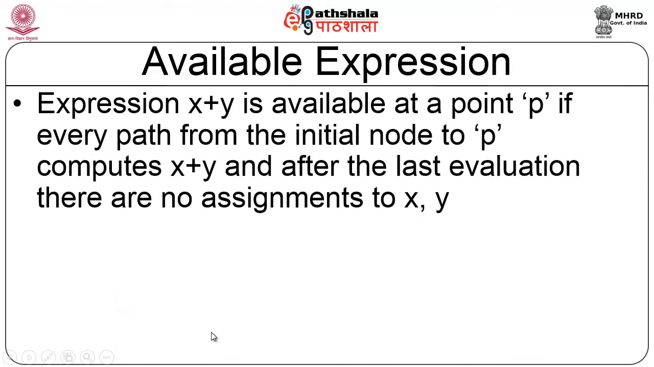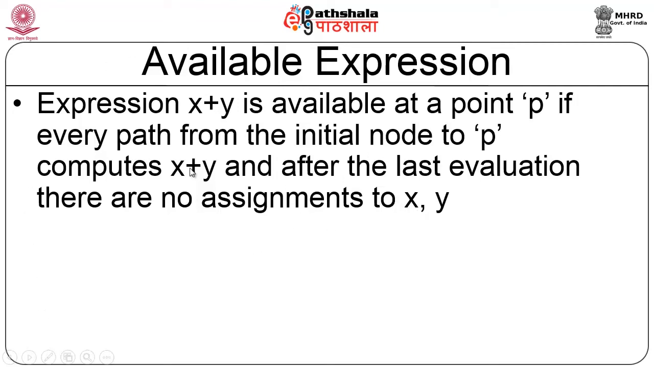The next one is on computing available expressions. Available expression is basically used to identify common sub-expressions, and how do we handle this? Again, we have to compute a data flow equation for this also. Now, an expression x plus y is available at a point P if every path from the initial node to P computes x plus y, and after the last evaluation there are no assignments to x comma y. So, this is the basis.